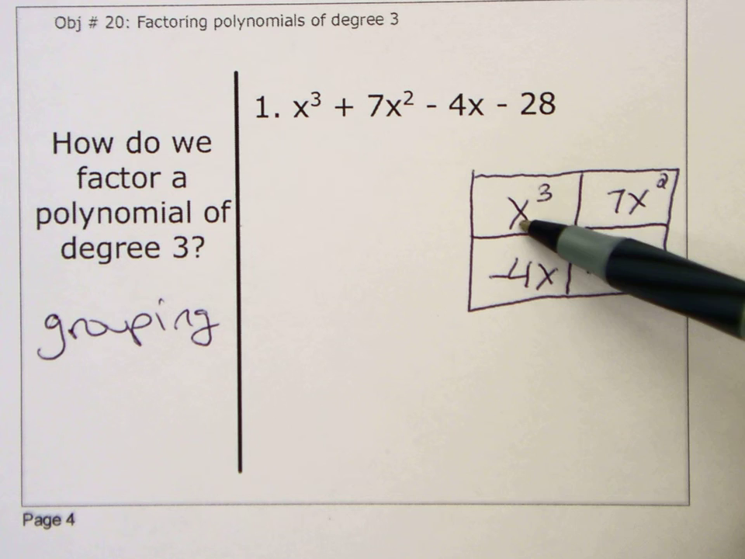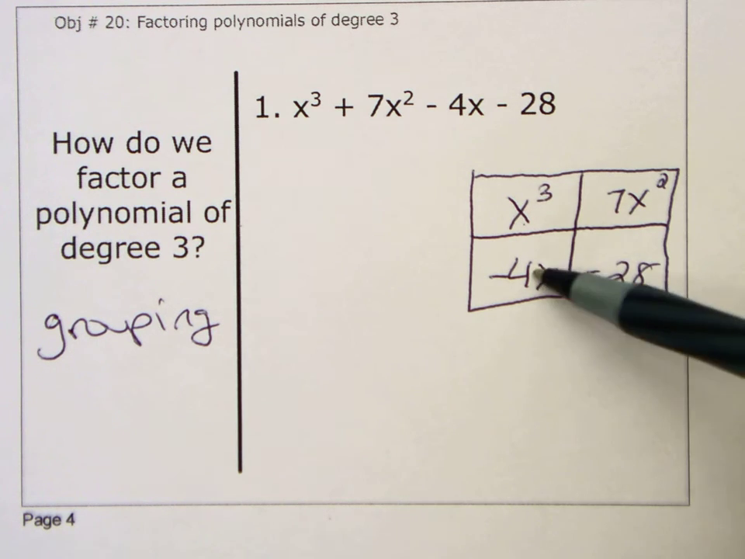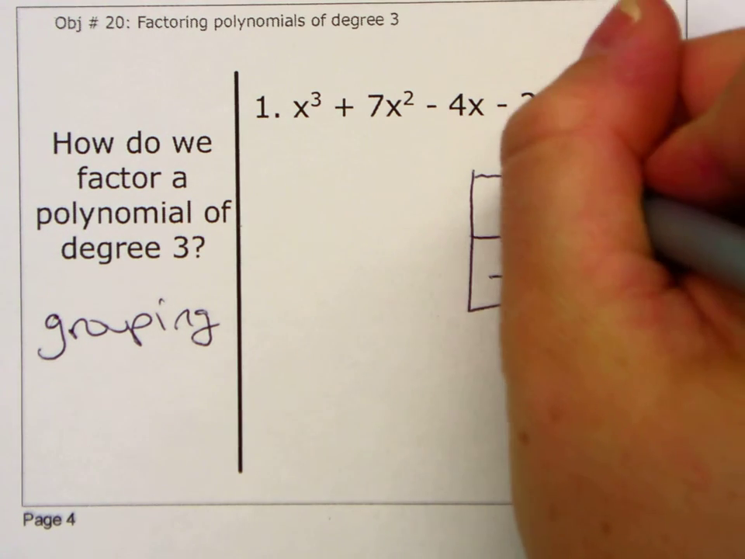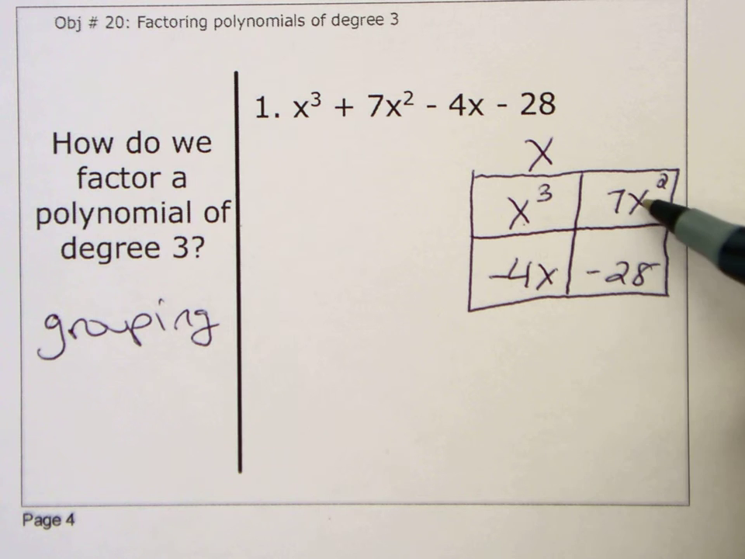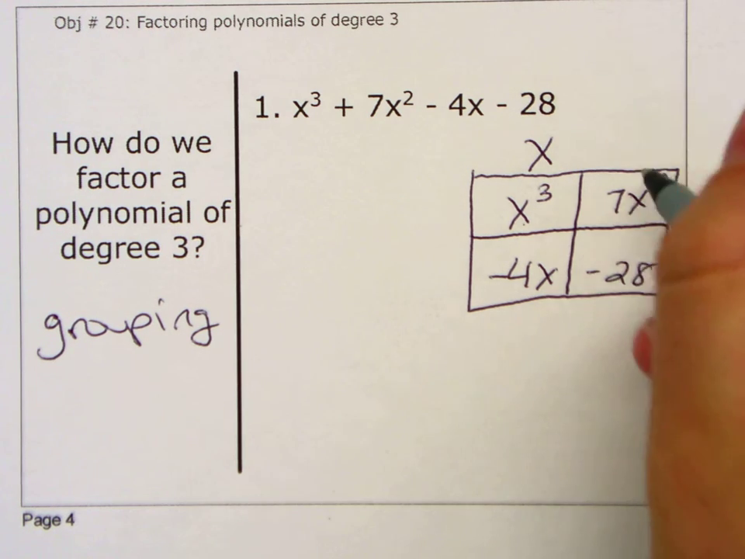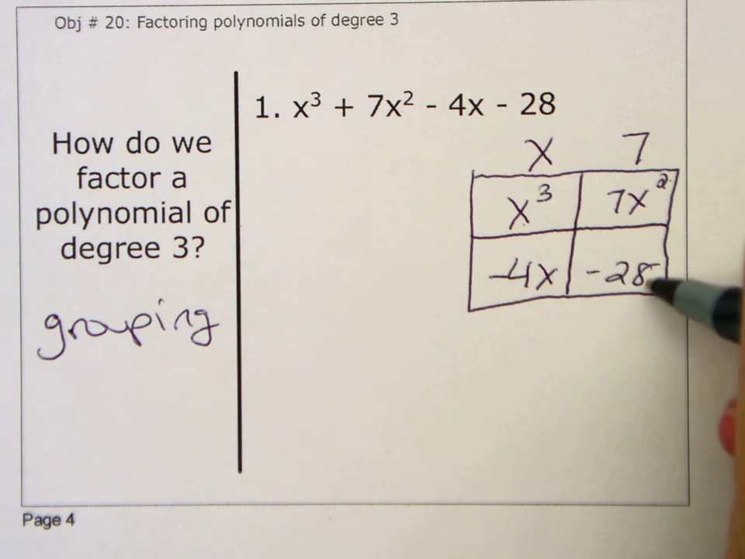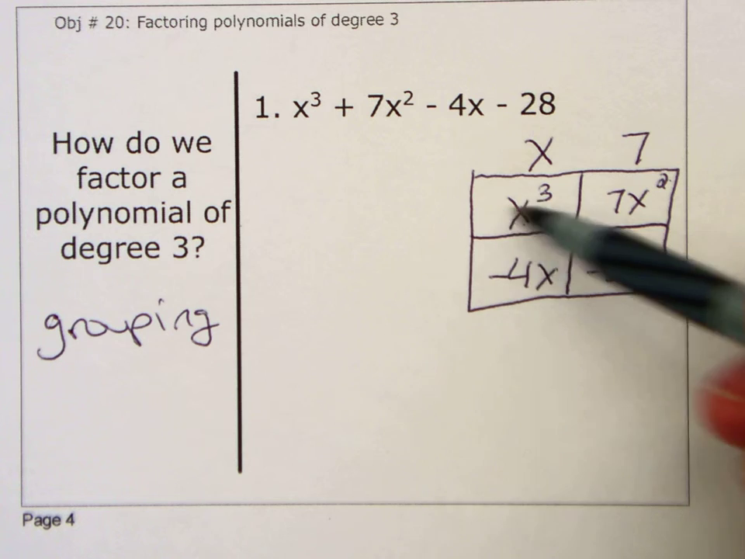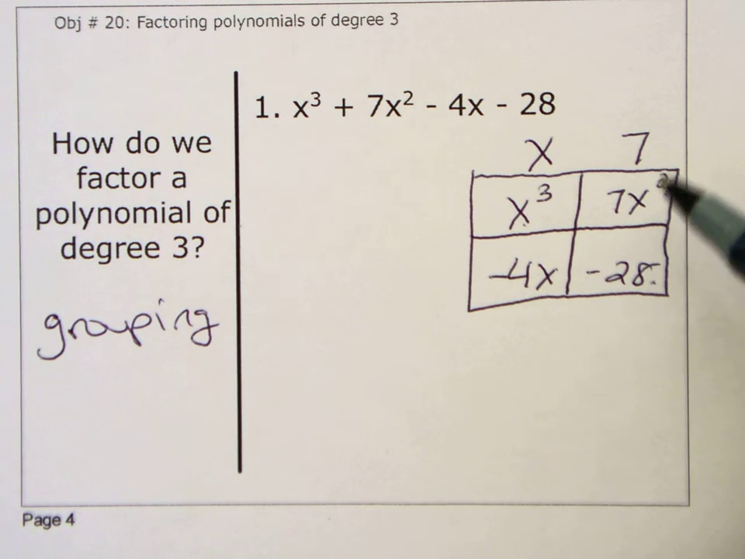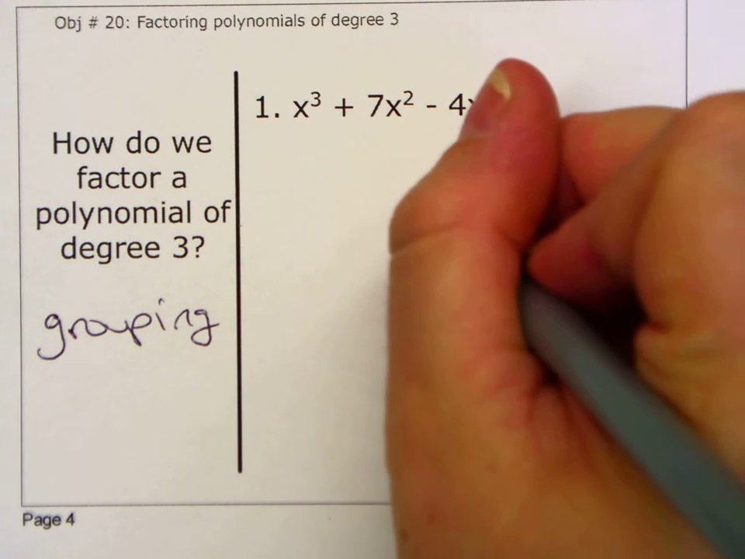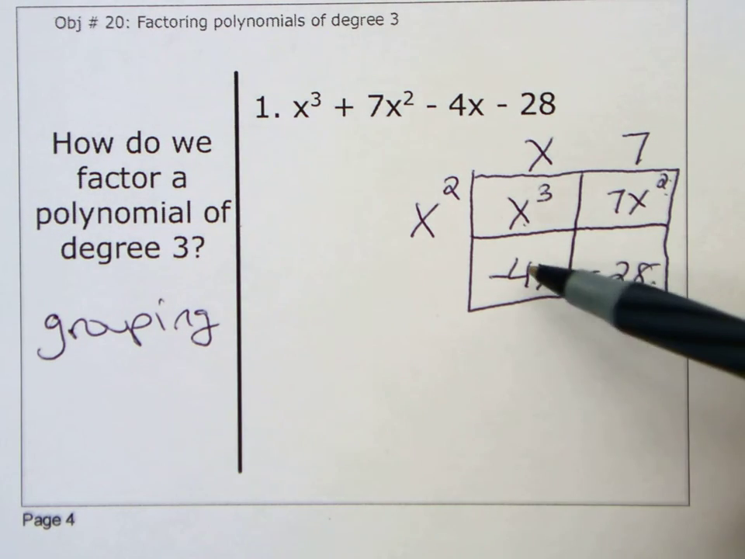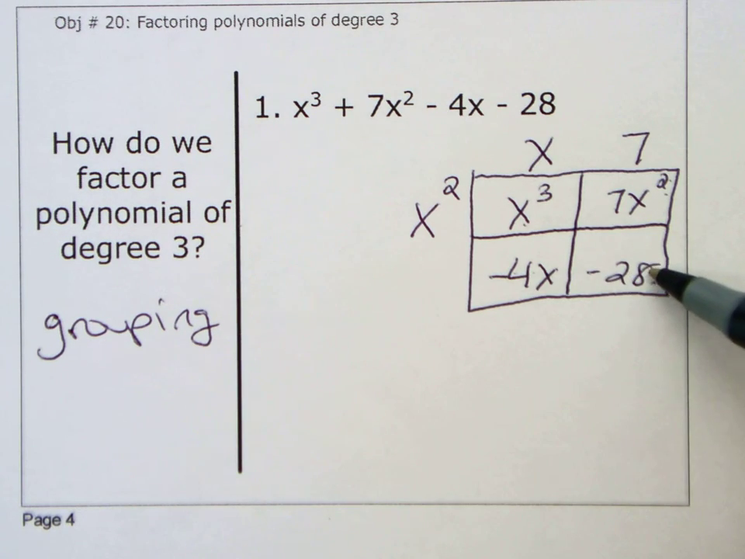What's the GCF of x cubed and negative 4x? Just x. What's the GCF of 7x squared and negative 28? 7 goes into both of those. Notice you can't put x, there's no x here. So the GCF is just 7. Now left and right, the GCF of x cubed and 7x squared: take the smaller x, x squared. Minus 4x and minus 28: 4 goes into both of those.